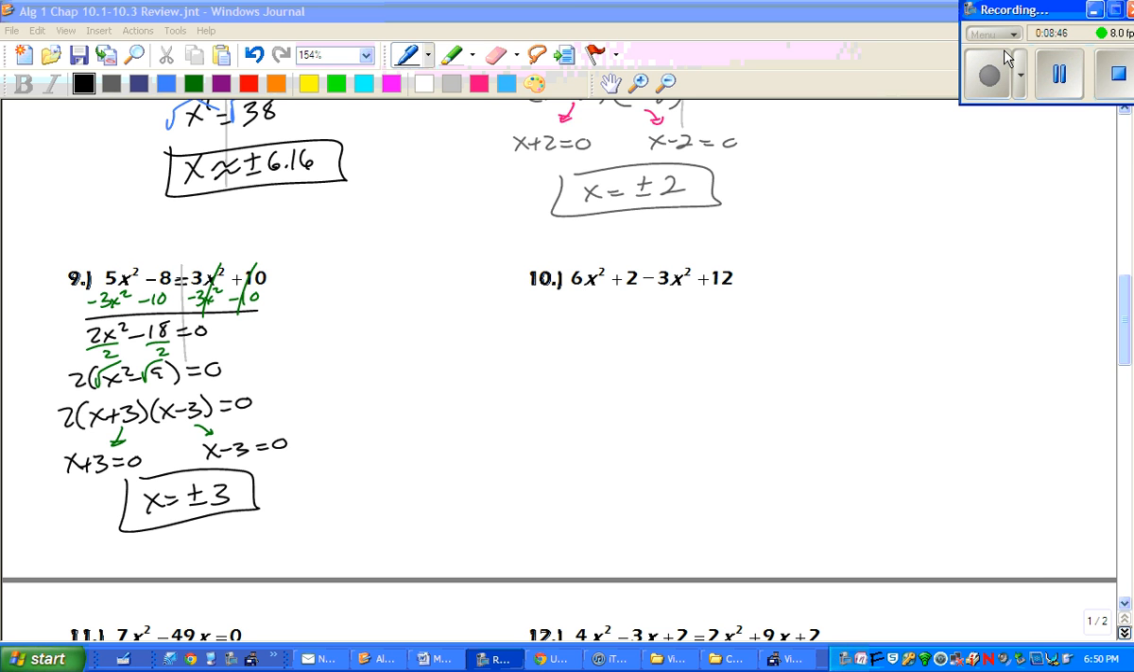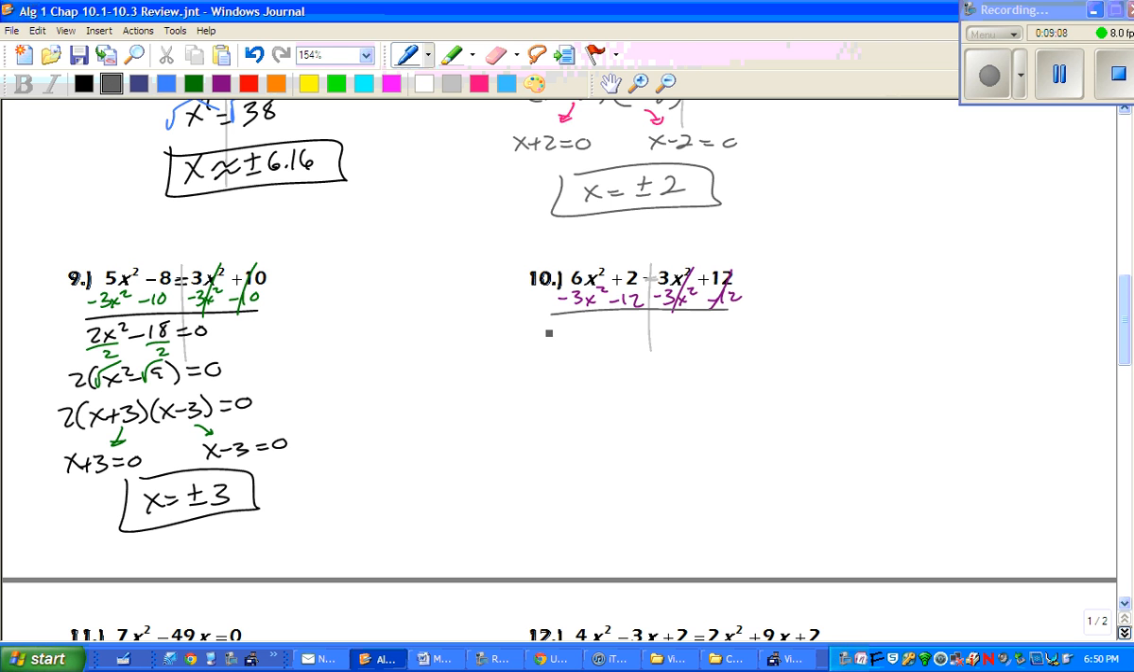All right, number 10. Go ahead, there's our equal sign right there. Draw the line down the middle. We're going to subtract the 3x squared to both sides and the 12. Those guys cancel out. And we're left with 3x squared minus 10 equals 0.